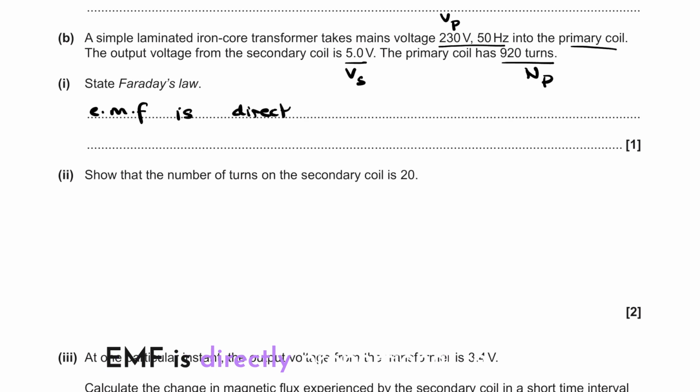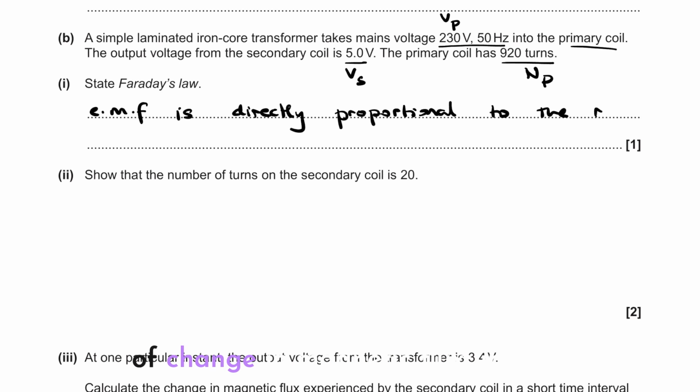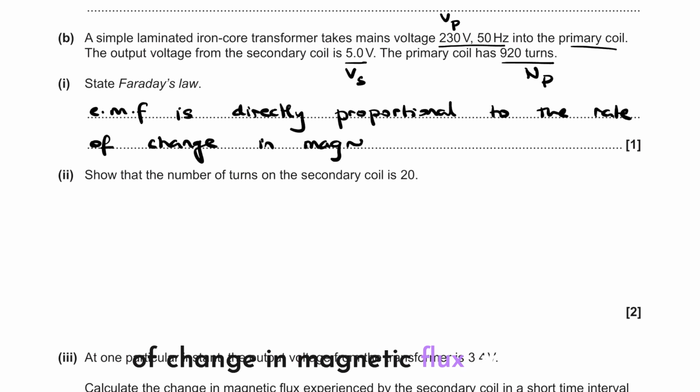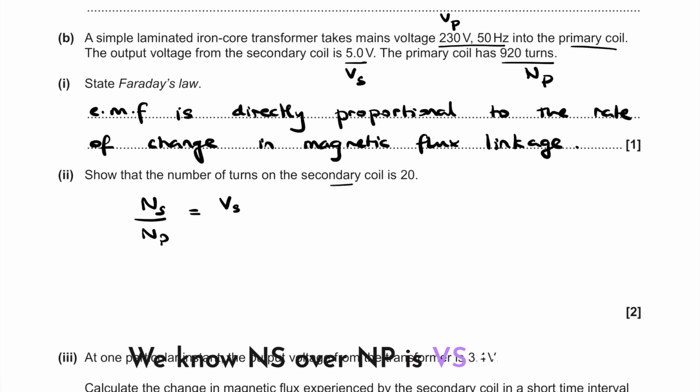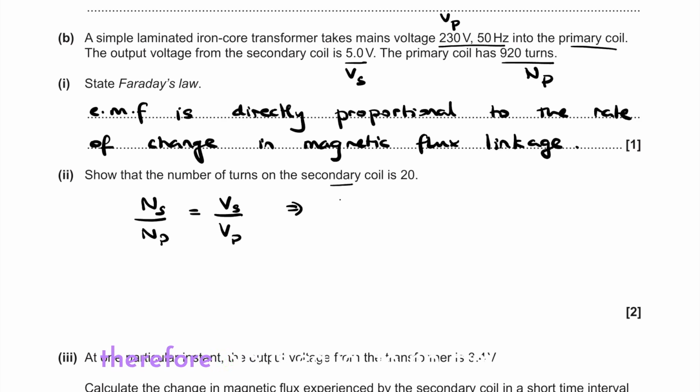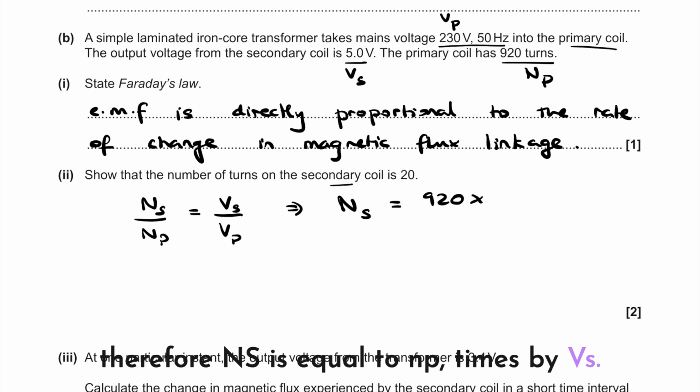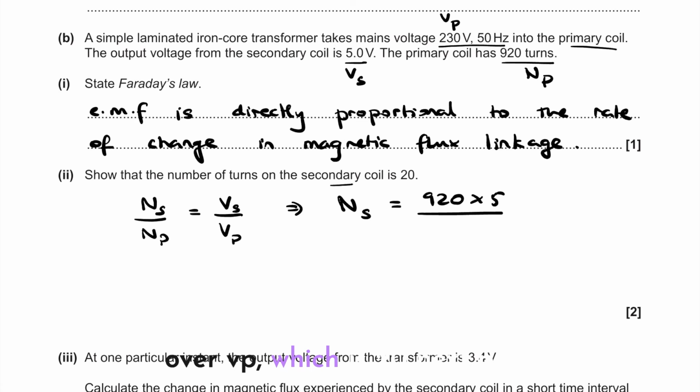State Faraday's law. EMF is directly proportional to the rate of change in magnetic flux linkage. In part II, show the number of turns in the secondary coil is 20. We know Ns over Np is Vs over Vp. Therefore, Ns is equal to Np times Vs over Vp, which is 20.